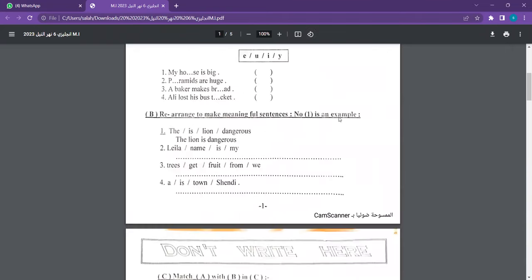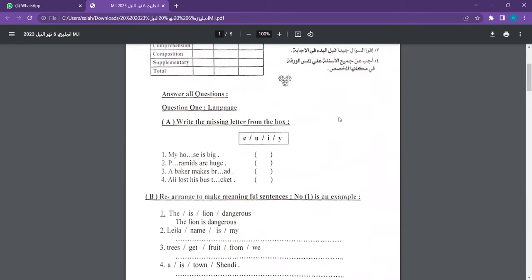Okay, let us just answer this question. Number one, answer all questions. Question one, language. Write the missing letter from the box. The missing letter, here we have the letters here. We will take a letter from here and we will put it in the missing area, okay?